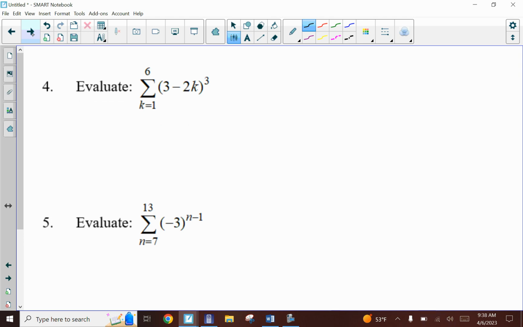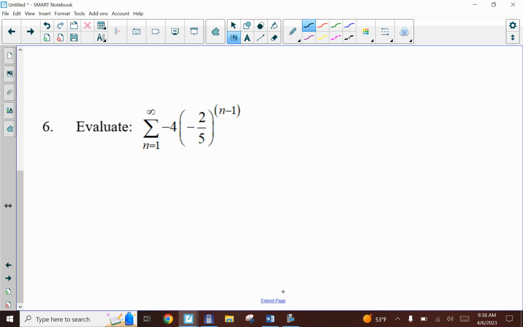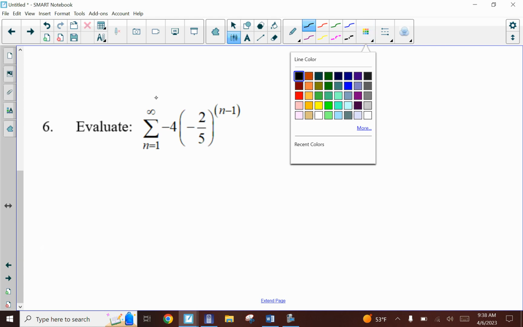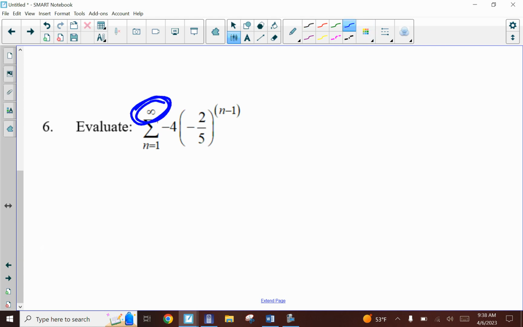These problems right here are all calculator work, so I'm going to let you guys do those, but I will actually talk about this one down here at the bottom. This one cannot be done in the calculator because we do not have an infinity button. So don't ever ask me where the infinity button is, because there isn't one.